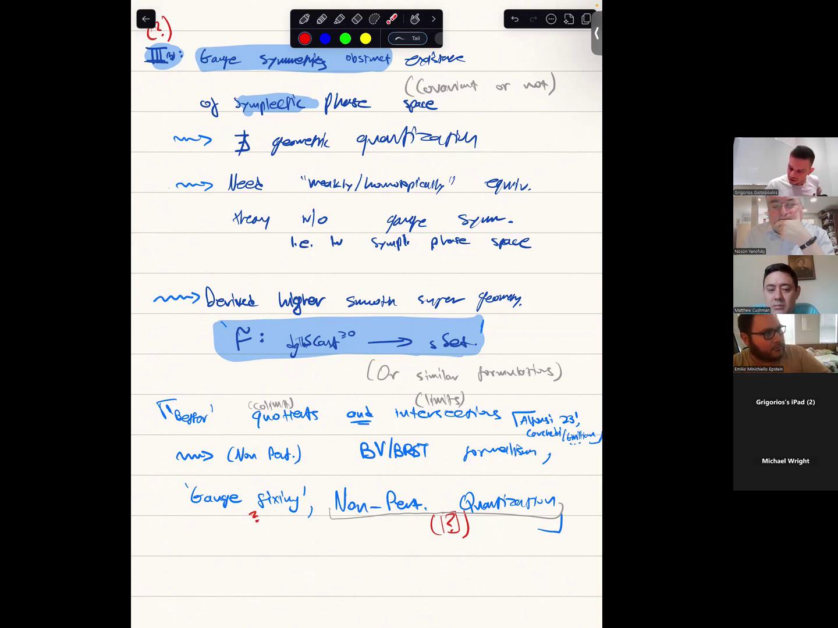There are attempts already. There is a paper by Alfonsi 2023 that makes an attempt at defining such, but this is not the site they choose. It's different, but it's more complicated, and I have not yet been able to see if it connects to the physics directly. It works abstractly, but I'm not sure. Yeah, maybe it does.